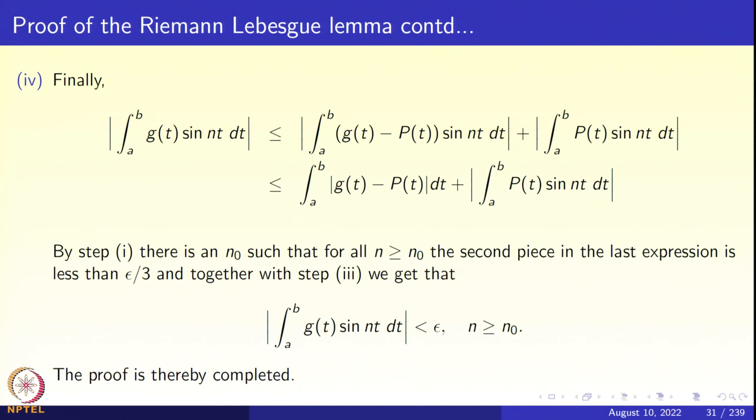The second piece, the integral from a to b of p(t) sine nt dt, but we have checked that the Riemann-Lebesgue lemma is true for polynomials. So the second piece goes to 0. So there exists an n naught such that for n greater than or equal to n naught, the second piece is also less than epsilon by 3. So, all in all, we get the integral from a to b of g(t) sine nt dt, the whole thing in absolute value, is less than epsilon for n greater than or equal to n naught, and the proof of the Riemann-Lebesgue lemma is thereby completed. Okay, so that is a very nice proof.